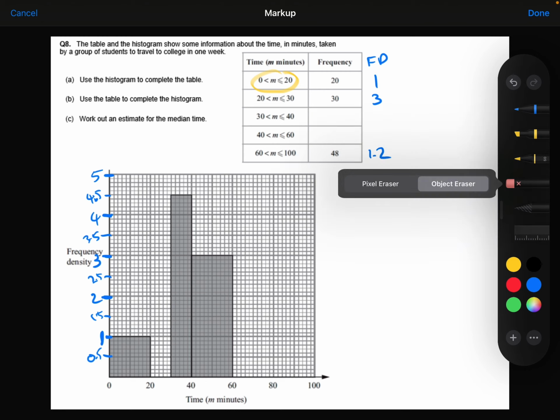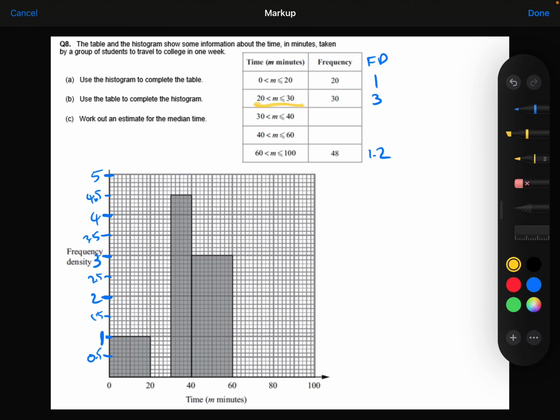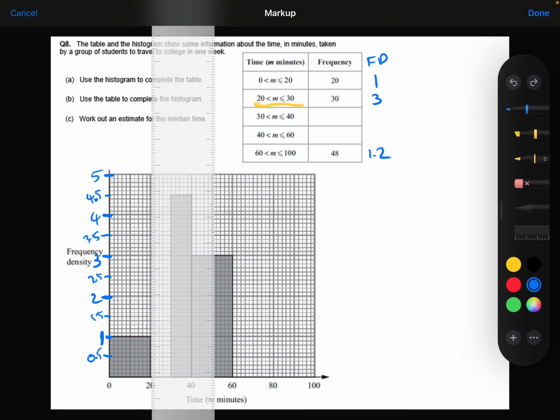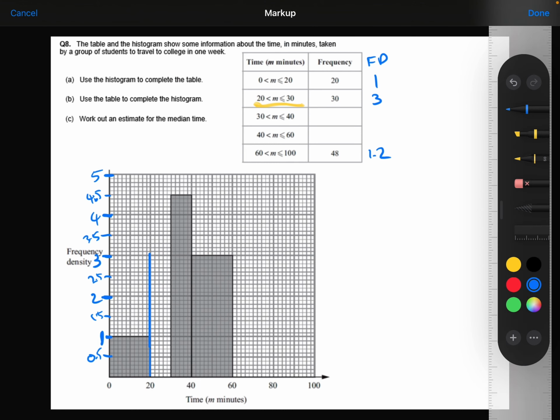Right, let's plot the next few bars of our histogram. So between 20 and 30, the frequency density is 3. So let's get our ruler and draw a line up to have a frequency density of 3, which is there. Draw the line across. So that's done.